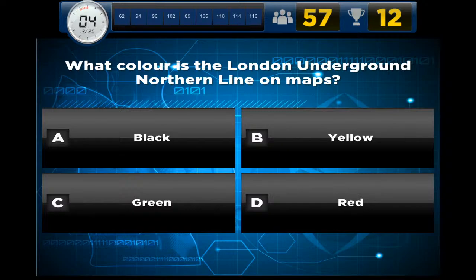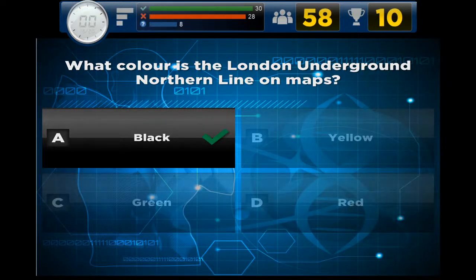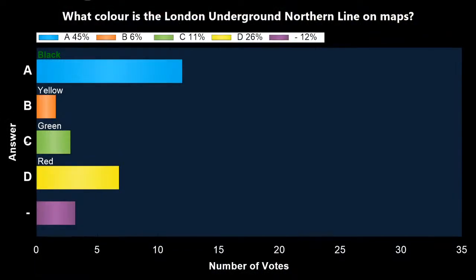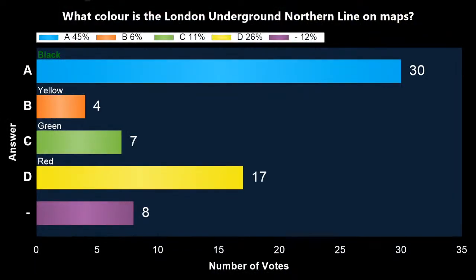5 seconds remain. And answering quickly. And the answer is black. How many got black? 30 of you got black. So around half the number of votes going for the correct answer. 4 thought it was yellow, 7 green and 17 red.